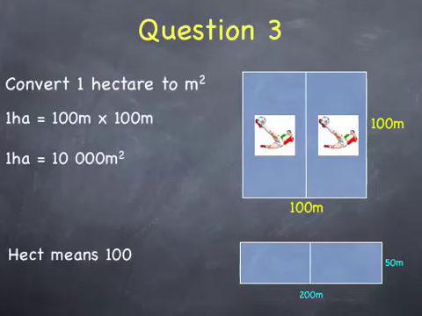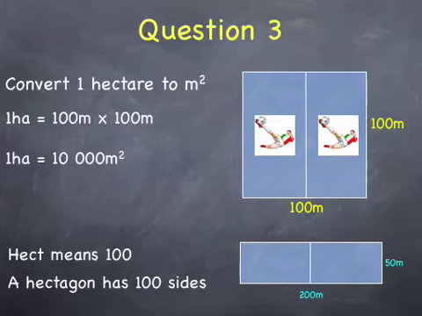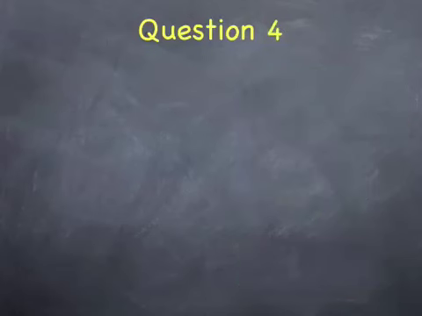So hect means 100, and a hectagon has 100 sides. So if you want to remember the 100 bit, hect, like hectagon, has 100 sides. All right, just to mention that. Okay, question 4. Convert 1 square kilometre to square metres. I suggest you, unless you know this, draw a square again, do the conversion, and see if you can figure it out by multiplying.